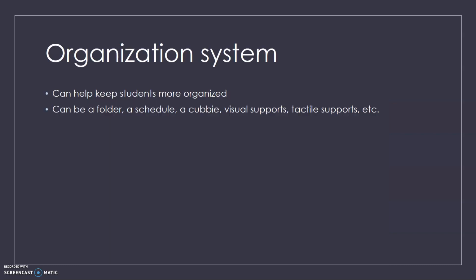So, moving on to the organization system for a student. This, of course, as the name implies, can help keep students more organized. And this can be things like maybe a file folder for the student, a schedule, a cubby of some kind. They could have different cubbies for different things so they know where to put things. Visual supports for them to see, and tactile supports maybe for them to feel, and other things. These are just some of the ones that I could think of, of course.